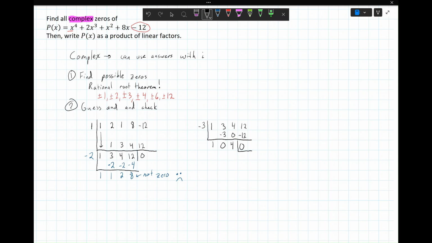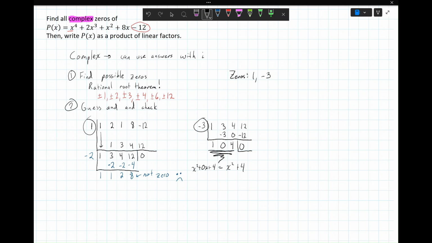Now, let's talk about what we've found so far. We've found that two of the zeros are 1 and -3. I'll go ahead and circle those. Now, let's talk about this right here, the 1 0 4. Remember, that tells me that after I've factored out the factors that go with 1 and -3, what's left is x squared plus 4. Or more specifically, x squared plus 0x plus 4.